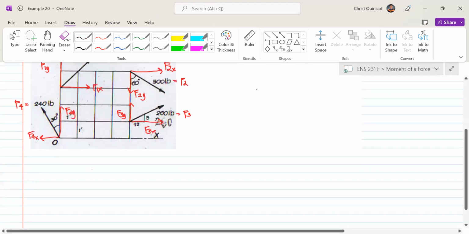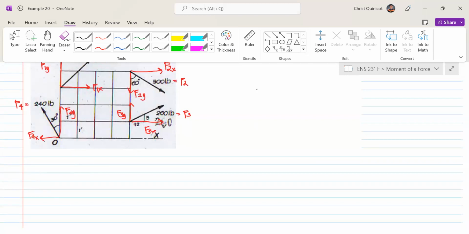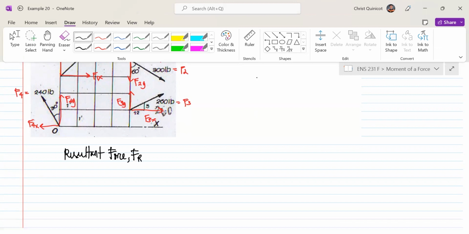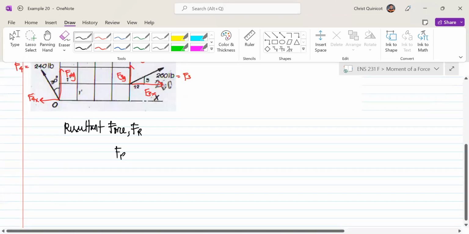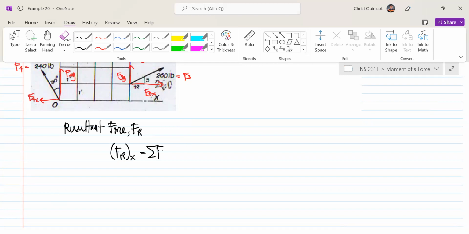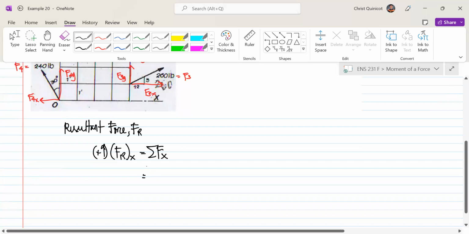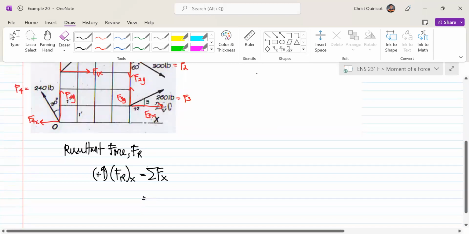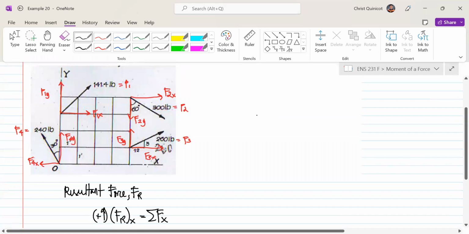Okay, so if we do now the resultant force, F sub R. The x component of our resultant force is equal to the sum of all the forces in the x direction, assuming upward positive. So this is equal to, we start with F sub 1, so that is 141.4.